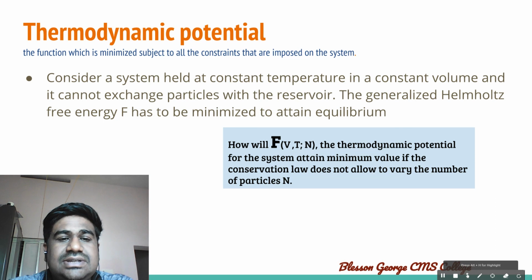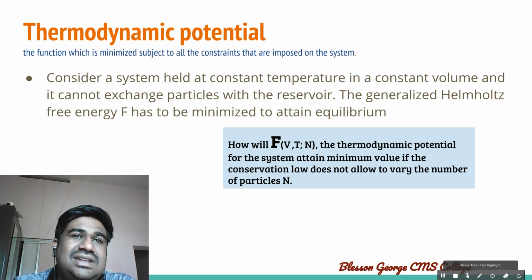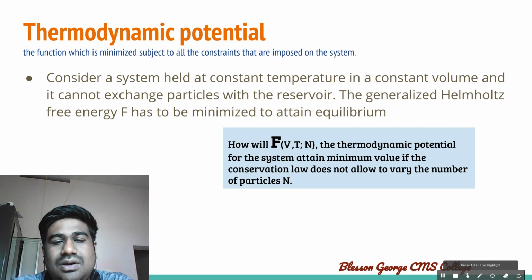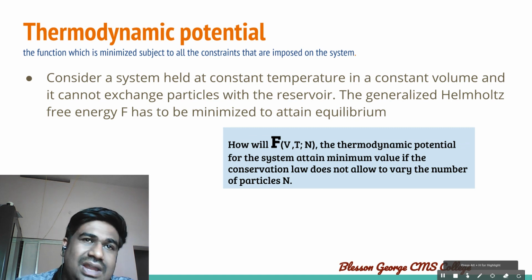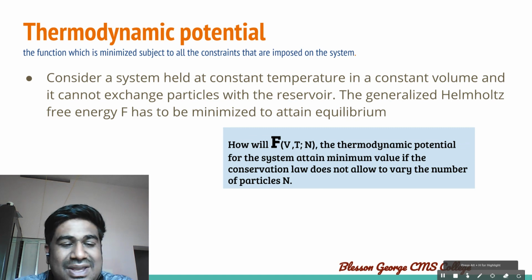Say for example, consider a system held at constant temperature in a constant volume, and it cannot exchange particles. Here the generalized Helmholtz free energy has to be minimized. But how? So this is a very interesting problem. This leads to the discussion of phase separation, which we will do in part 2. So if there is no such quantity which can be varied to attain the minimum, then it will lead to phase separation and such complications, and we'll discuss it in part 2.